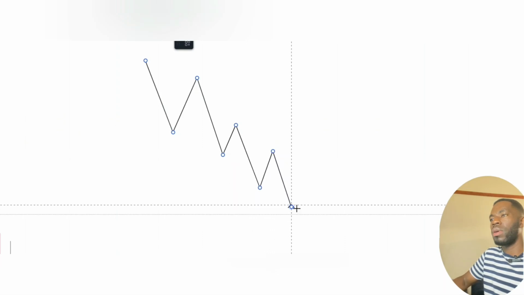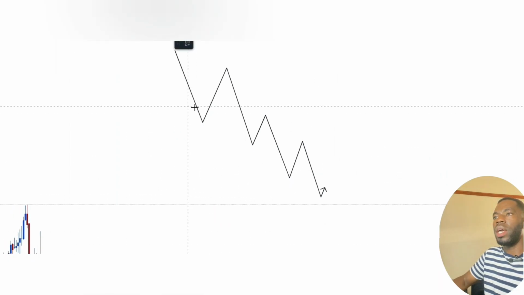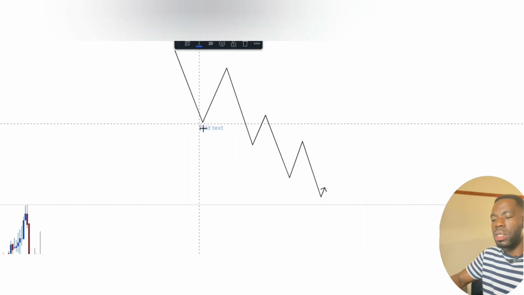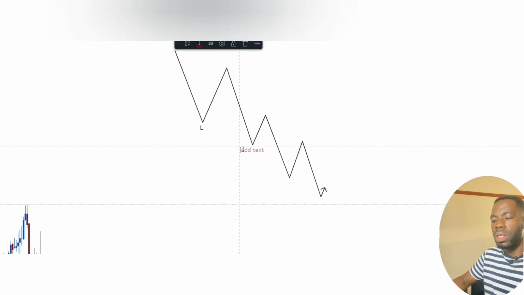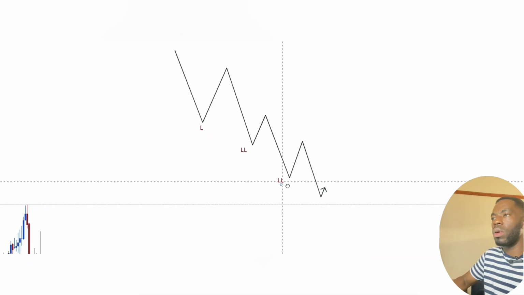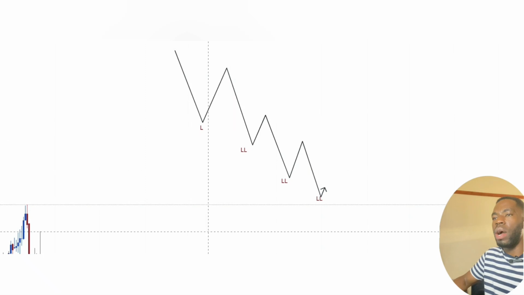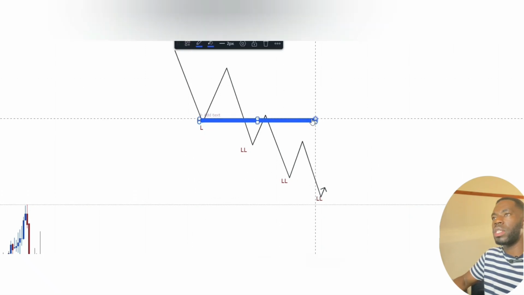So you are forming a low. This is a low. This is a lower low, another lower low, another lower low here, and another lower low. Price has formed another lower low here, and it's beginning to retrace to the upside. So you have a break of structure here, which has just happened.